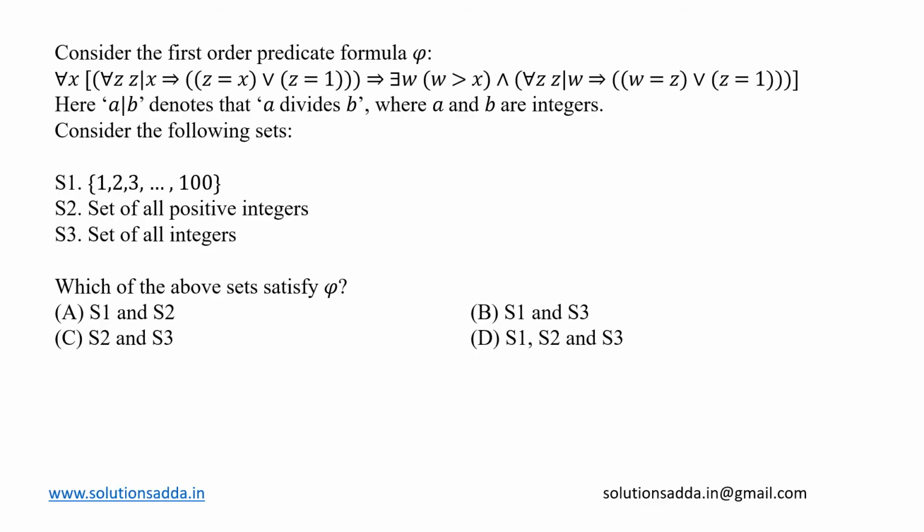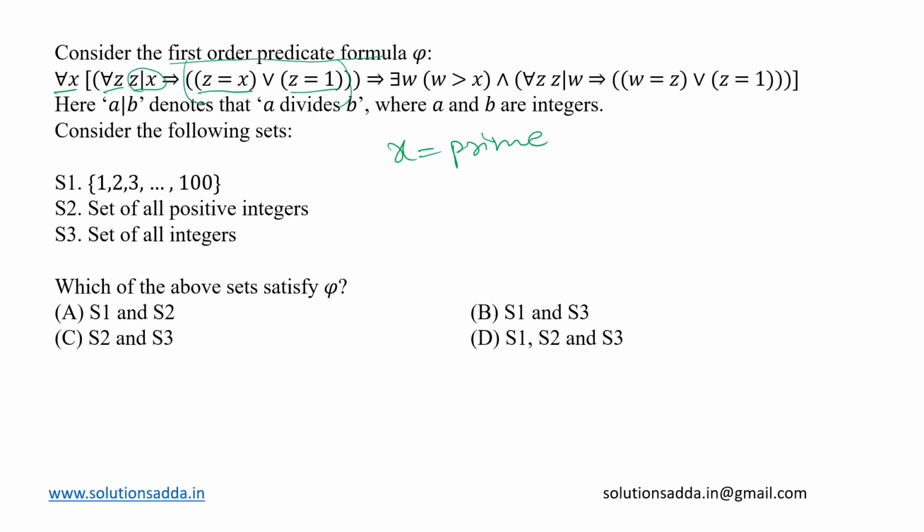This is a discrete mathematics question. We have been given a first order predicate formula, which is for all X, for all Z, if Z divides X, this pipe symbol is denoting the division operation, Z divides X implies that either Z equals X or Z equals 1, which means if any number is dividing X, then it will either be X itself or it will be 1. So this particular part simply implies that X is a prime number.